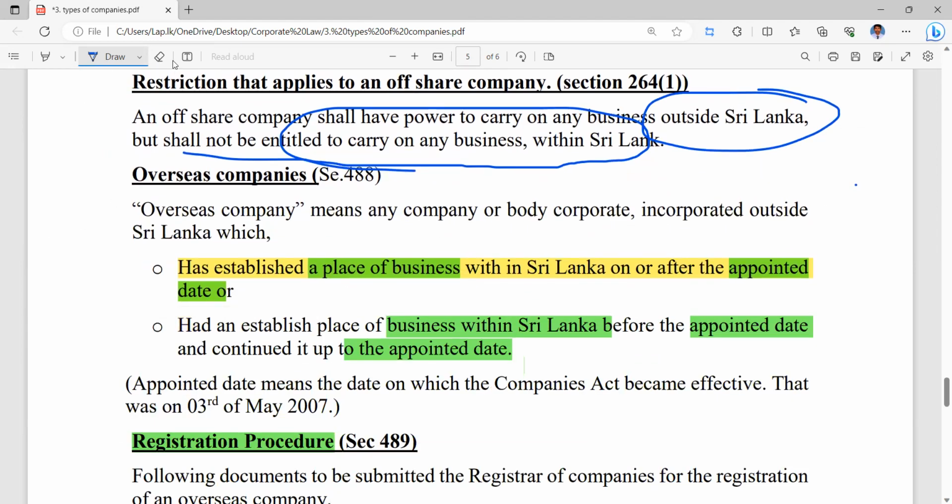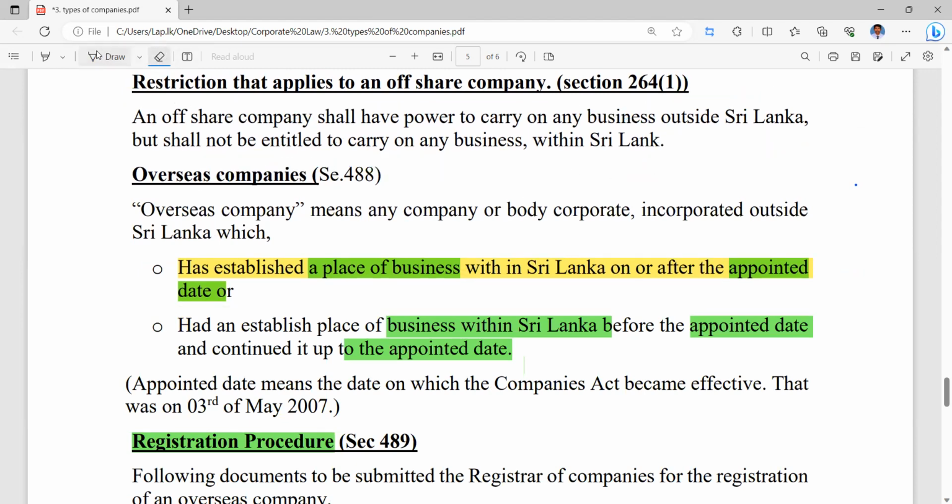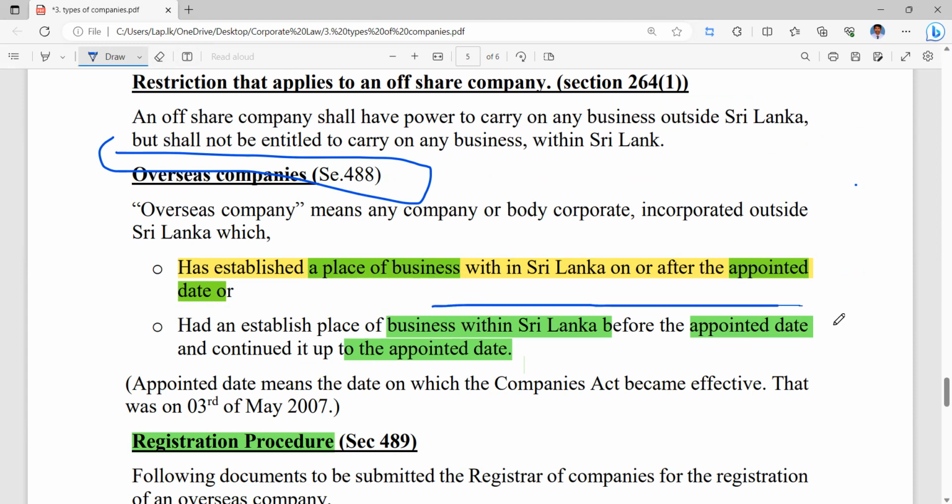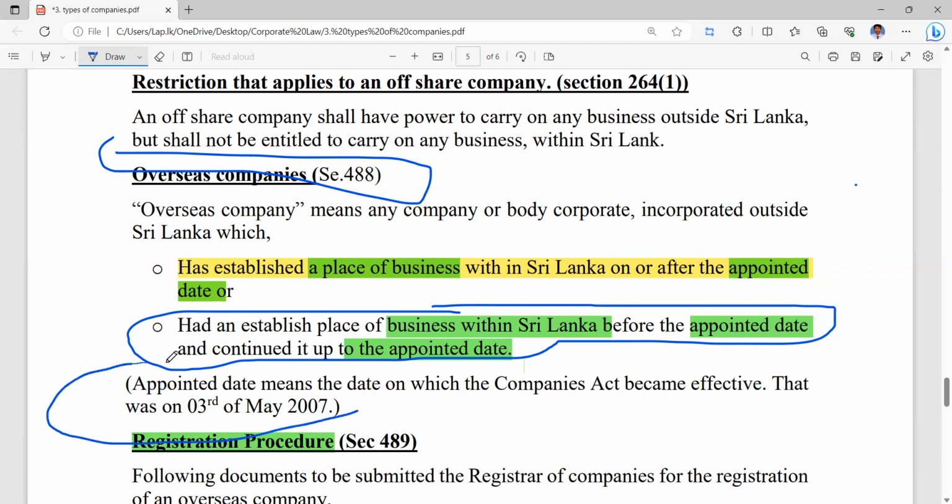Overseas companies. These things are very easy; that's why I'm going fast. An overseas company means any company or body incorporated outside Sri Lanka doing business activities within Sri Lanka after the appointed date, or which had an established place of business within Sri Lanka before the appointed date and continued after the appointed date. The appointed date means the date the Companies Act became effective, which was 3rd May 2007.